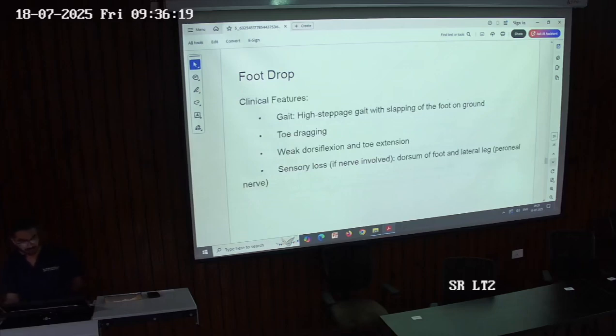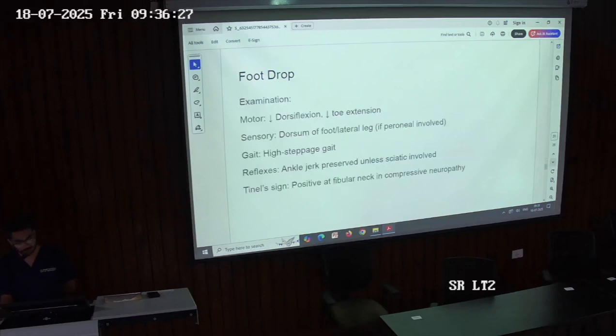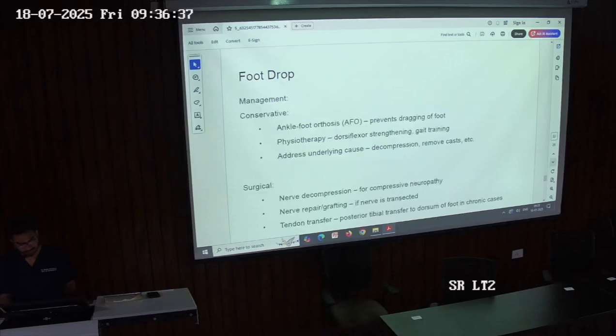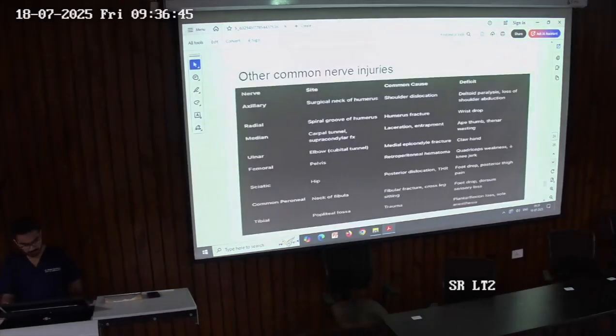Clinical features of foot drop we have already discussed: weak dorsiflexion, toe dragging, sensory loss, abnormal gait, right? And Tinel's sign will be positive around the fibular neck. These are the investigations, and the management like tendon transfer, ankle foot orthosis, physiotherapy, and nerve decompression.